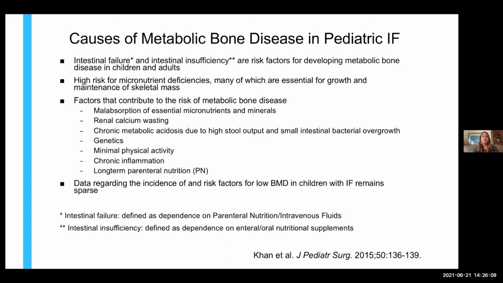Some of the factors in this population that contribute to metabolic bone disease are malabsorption of the essential micronutrients and minerals, renal calcium wasting, chronic metabolic acidosis, which is due to loss of bicarb and high stool output, and D-lactic acidosis, which we see in small intestinal bacterial overgrowth. There is a genetic component to this. A lot of these children have very minimal physical activity. A lot of them also have chronic intestinal inflammation. And long-term parenteral nutrition is a potential factor as well.